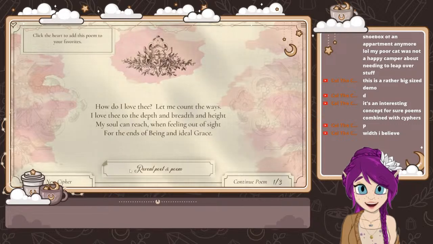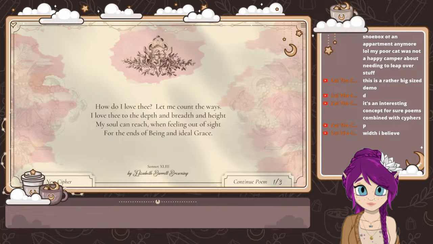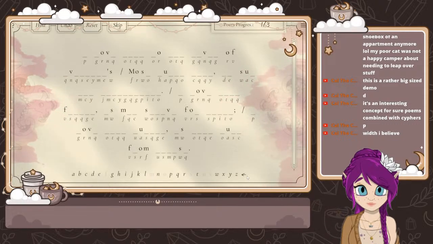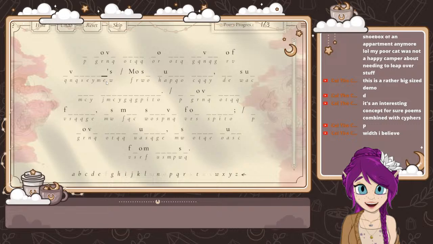Oh, it can reveal poet and poem. Sonnet by Elizabeth Barrett Browning. Oh, are all three parts part of the same poem?